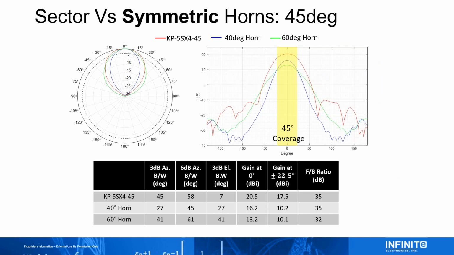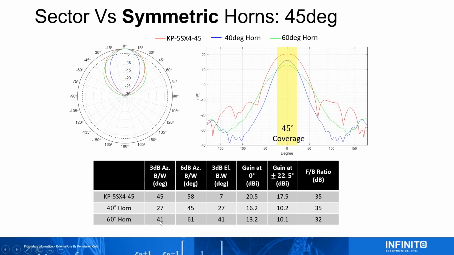Right here, we're going to look at the sector versus symmetric horn, comparing our 4-port 45-degree sector versus a 40-degree horn and a 60-degree horn. Now let's look at the picture on the left. This is a polar plot. You can see here that the KP sector has a very similar 3 dB beam width, where it intersects this dash line right here, as the 60-degree horn. And if I go down to here, we can actually see the beam width, which is listed in this column.